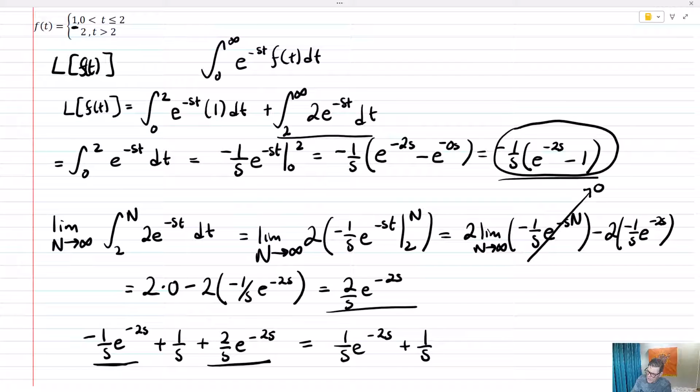So what we do is construct an improper integral for the part of the piecewise function that goes to infinity. The other part is just a standard integral utilizing the Laplace transform definition. Let's take a look at another example.